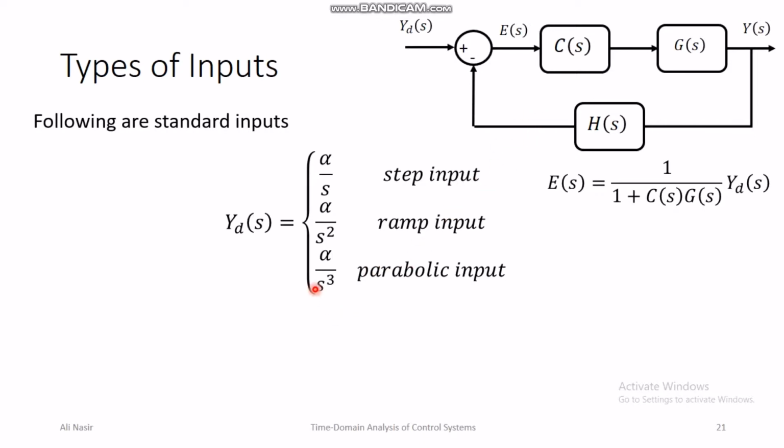Then there is a parabolic input, which is like a second order curve, and the parabolic input has a transform alpha over s cube. So these are standard inputs that you can apply to LTI systems, and alpha is some constant.